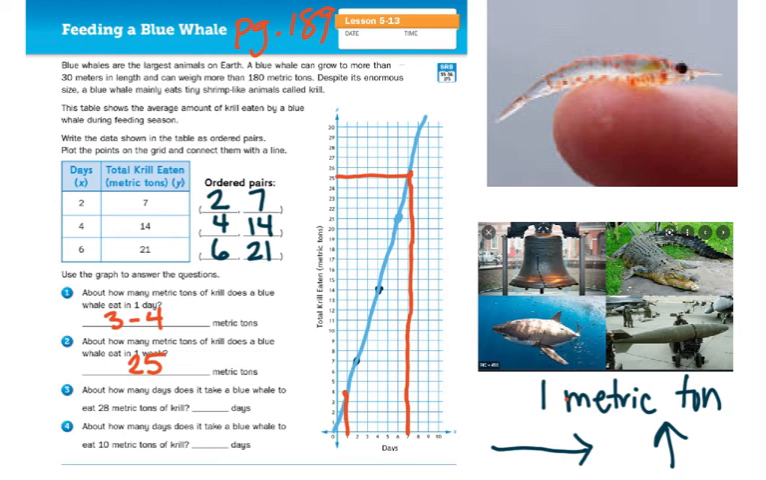About how many days does it take a blue whale to eat 28 metric tons of krill? So I'm going to go across to the 28. I'm going to go then all the way down. Oops. I go down. You can probably do this a little bit better. Yours is a little bit larger. Looks like about 8 days.